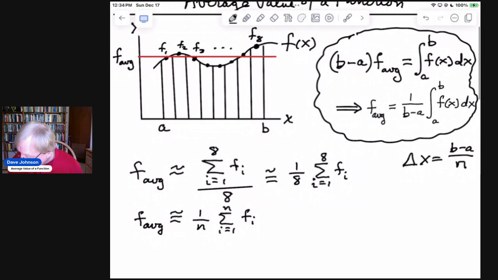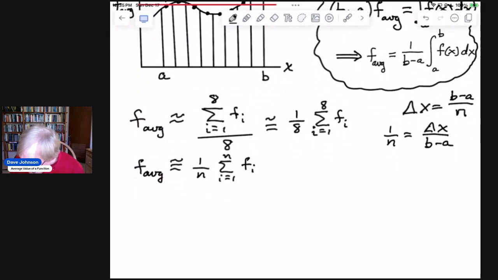Well, okay, so if I want 1 over n, if I divide both sides by b minus a, I get 1 over n is equal to delta x divided by b minus a. All I did there was divide both sides of that equation by b minus a. Now we can substitute in, replace the 1 over n in this formula and say, well, f average is approximately equal to 1 over n, but that's delta x divided by b minus a times the summation i equals 1 to n of f sub i.